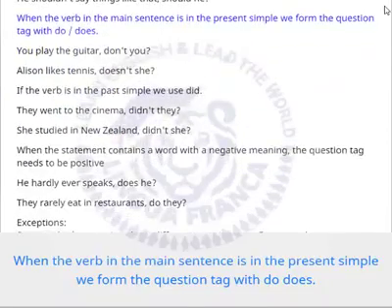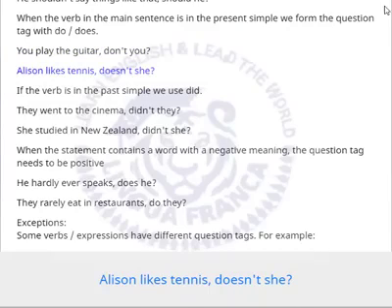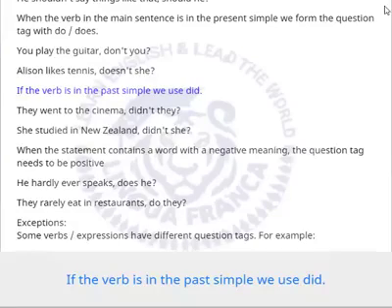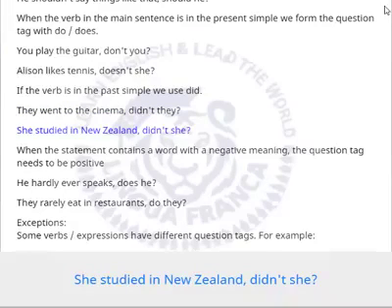When the verb in the main sentence is in the present simple, we form the question tag with do or does. You play the guitar, don't you? Allison likes tennis, doesn't she? If the verb is in the past simple, we use did. They went to the cinema, didn't they? She studied in New Zealand, didn't she?